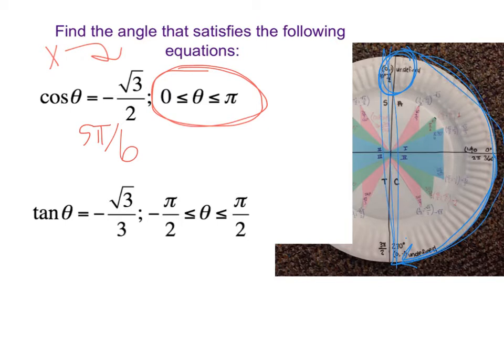And I'm looking for a tangent value of negative square root of 3 over 3. And the only place that happens on the right-hand side of my plate, bigger than negative pi halves and smaller than pi halves, is right here. So that would be at 11 pi over 6. And again, that also happens at this value over here, but that's not on the right-hand side of my plate where I said I had to look.